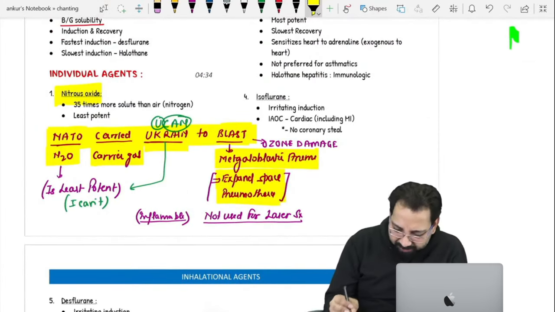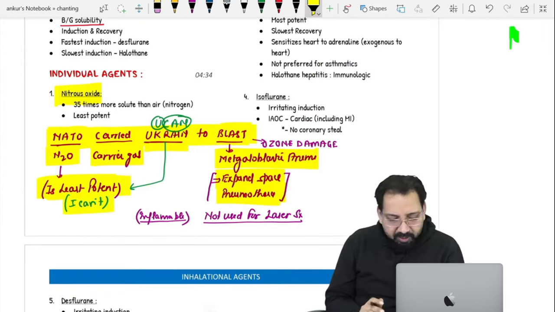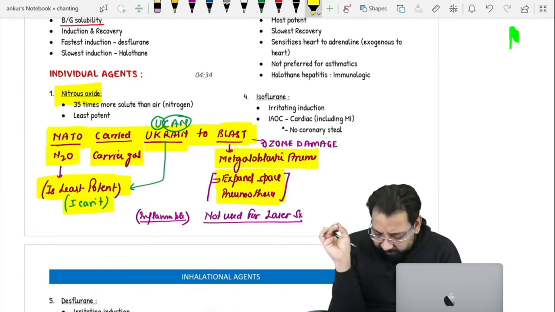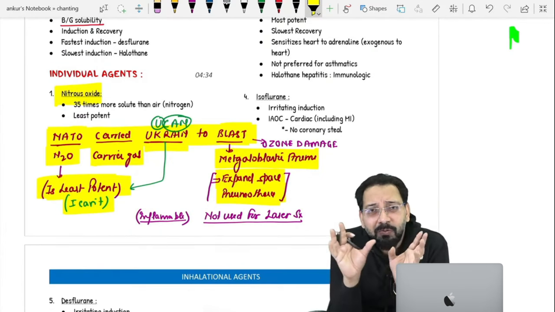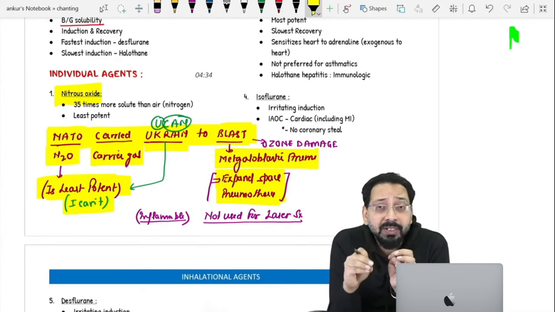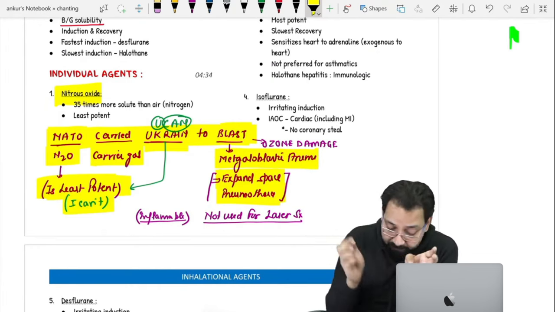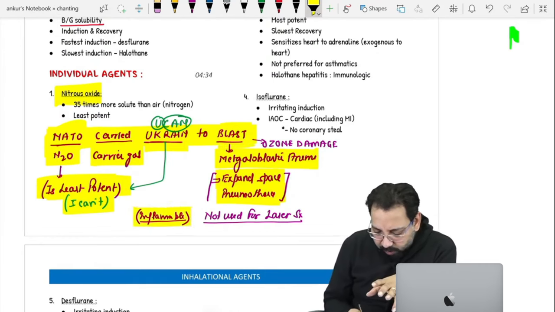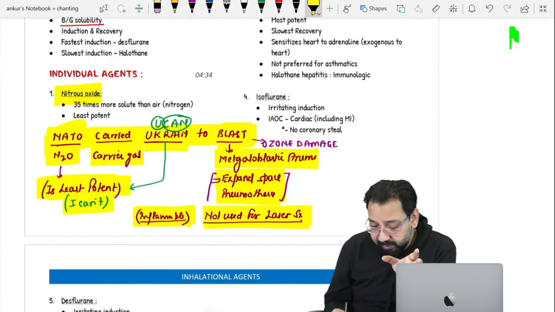This NATO is least potent. I would say that this is least potent. And it has the second gas effect. What is the second gas effect? N2O increases the concentration of the inhalational agent in the alveoli. That is called the second gas effect. And so much blast, so much inflammation, that's why it is inflammable. That's why it should not be used for laser surgery.